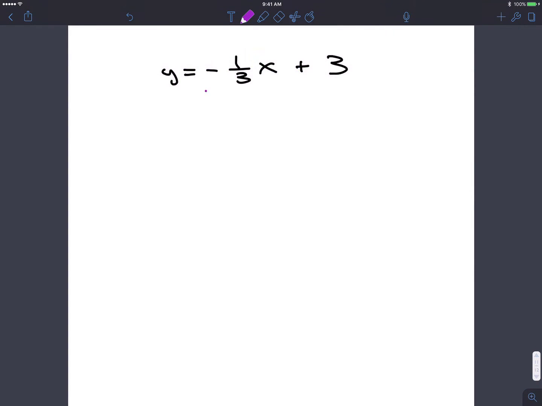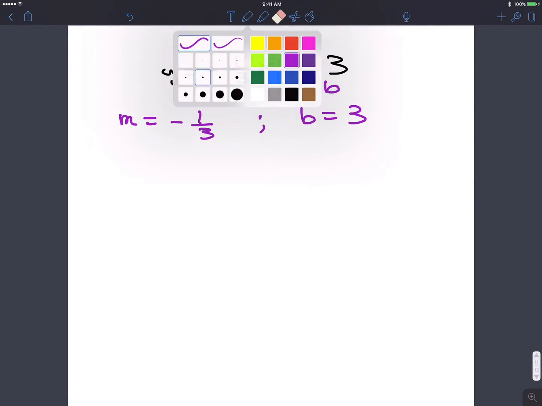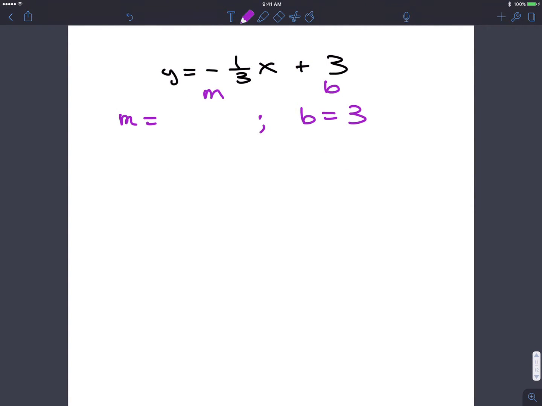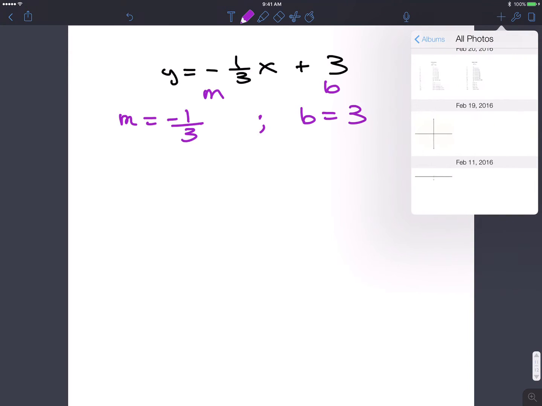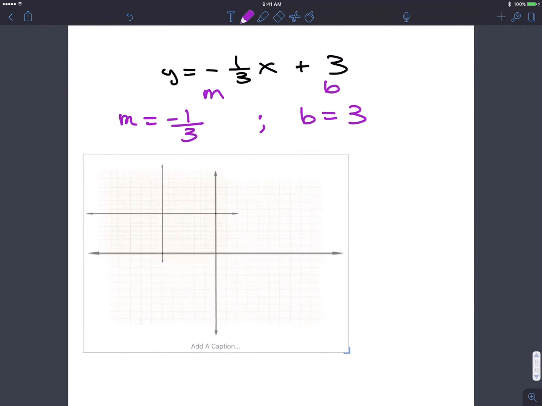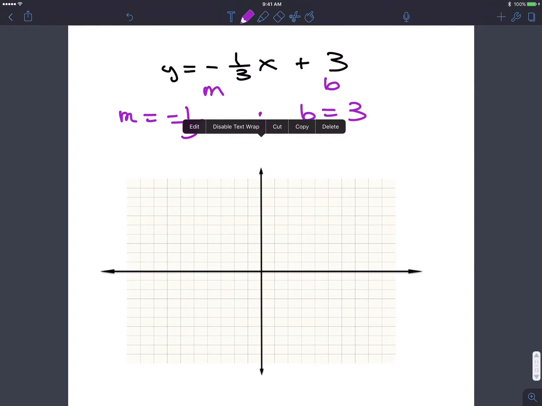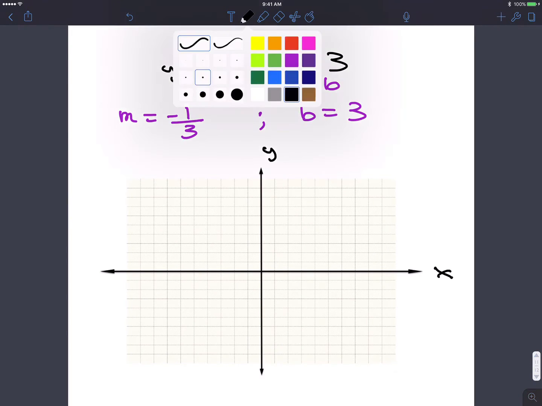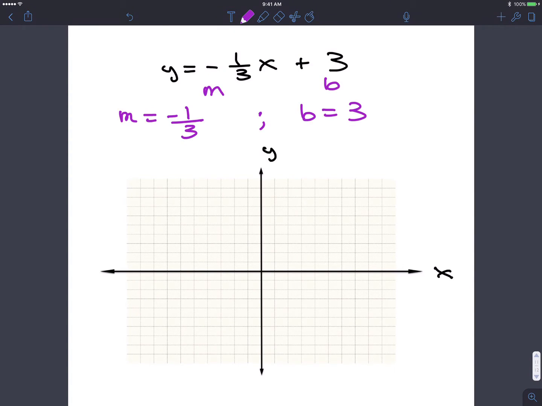We now have our slope, we have our y-intercept. Our slope is negative 1 over 3, and the y-intercept is positive 3. Don't forget that negative 1 belongs in the numerator position. So we have negative 1 divided by 3, and now we can graph. X-axis, y-axis. The y-intercept is at positive 3, so we're going to go up 1, 2, and 3. And this is the location of your y-intercept.